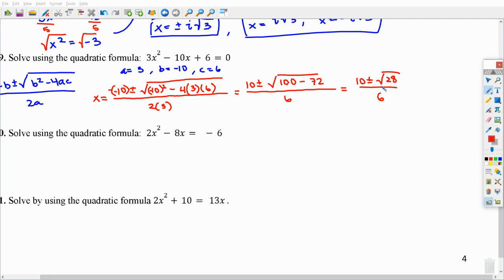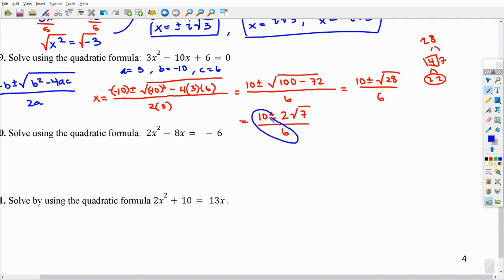So here, you want to make sure everything's simplified. If I could factor out 28 and see what I could get, I know that's 4 and 7. And 4 is a perfect square, so I could square root the 4, or the 2 times 2. So from here, I'm going to write it down here. You should get 10 plus or minus. We'll square root. We'll get 2 on the outside. What did we not square root? The 7.